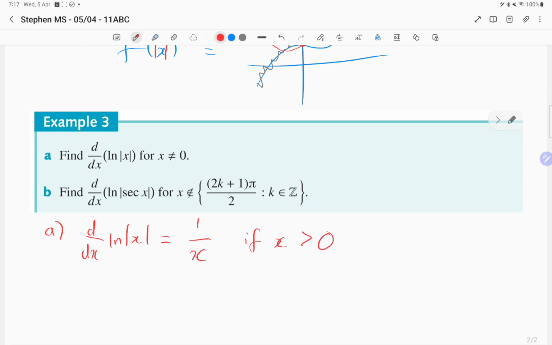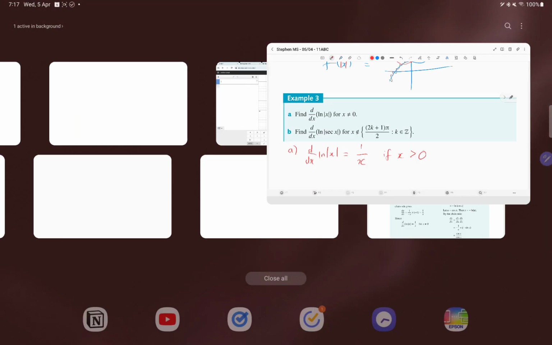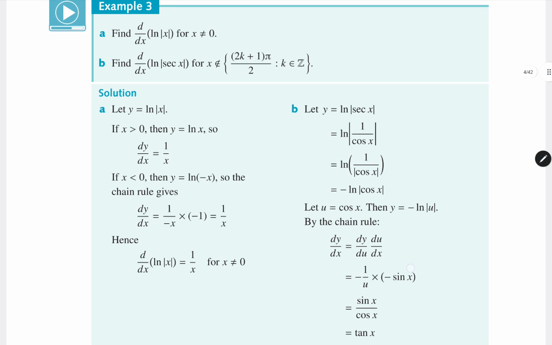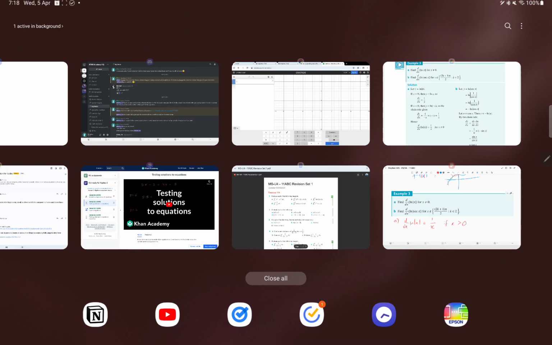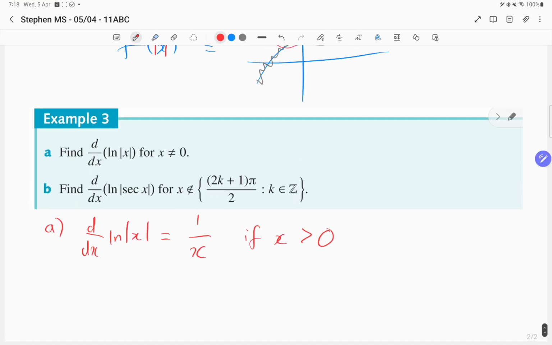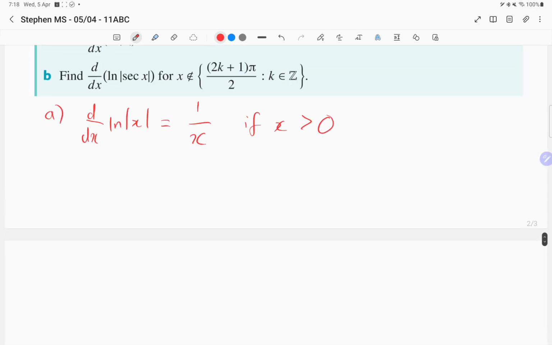But if x is less than 0, let's see, y equals ln negative x, so it will give you the same thing. So if this is more than 0, it will be obvious, but if x is less than 0, it changes, because x is more or less than 0.